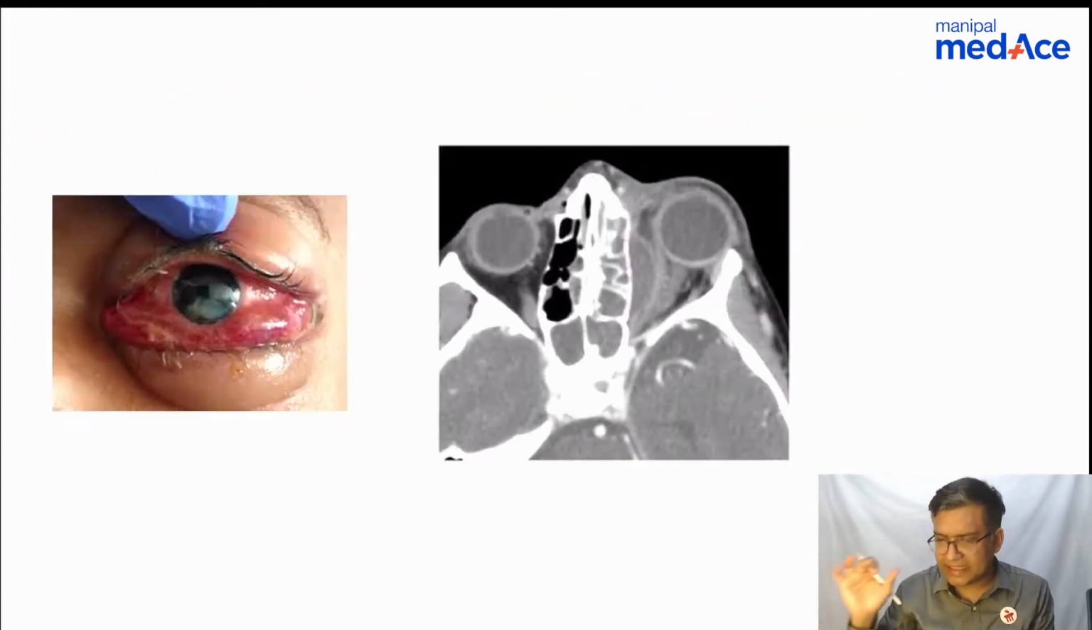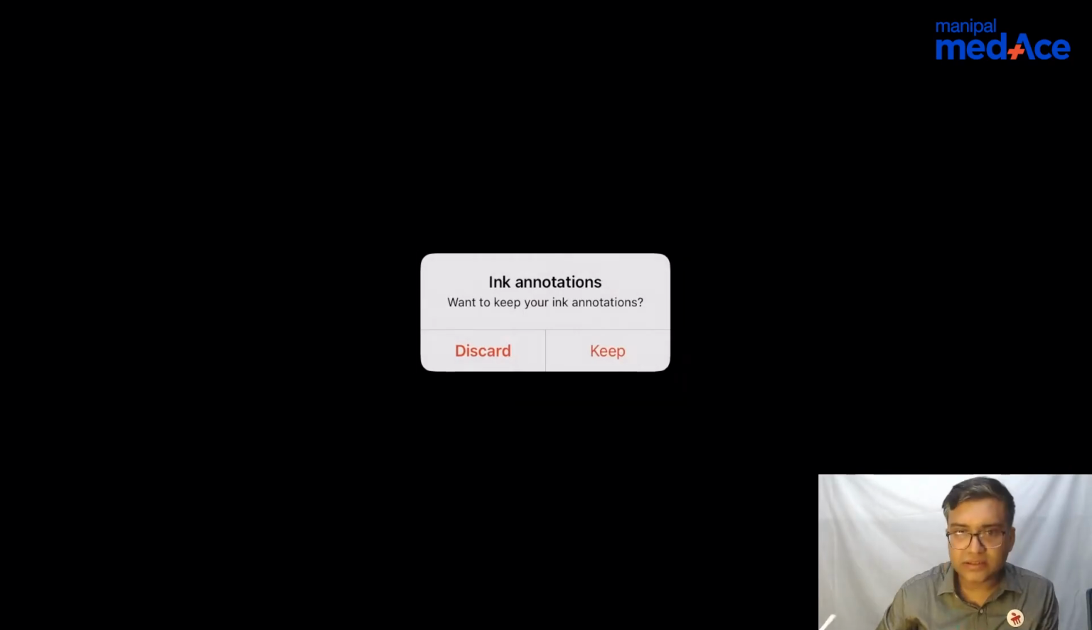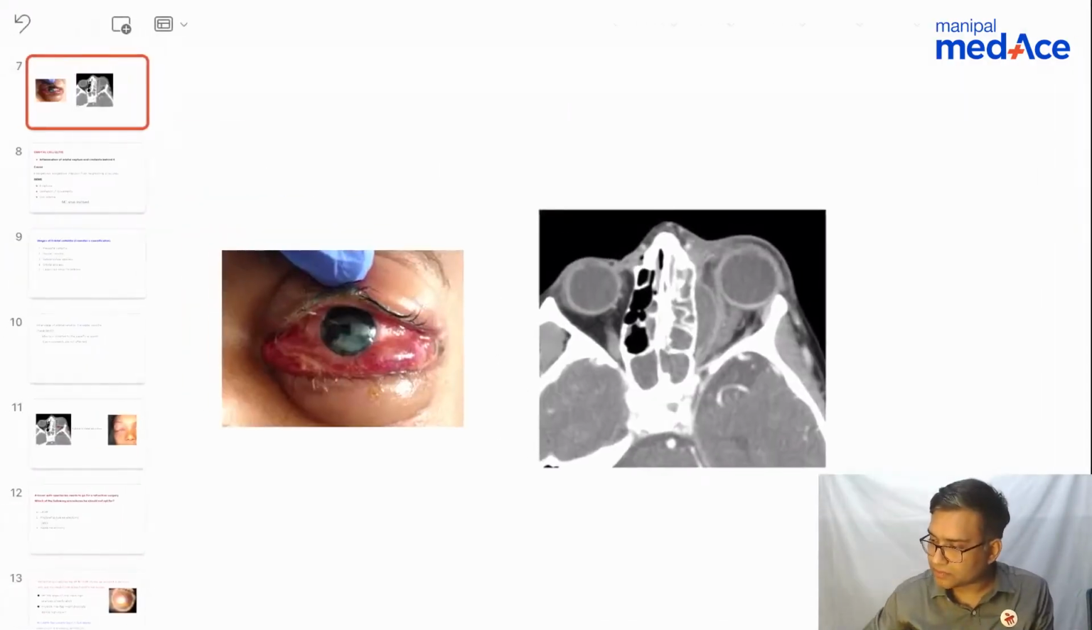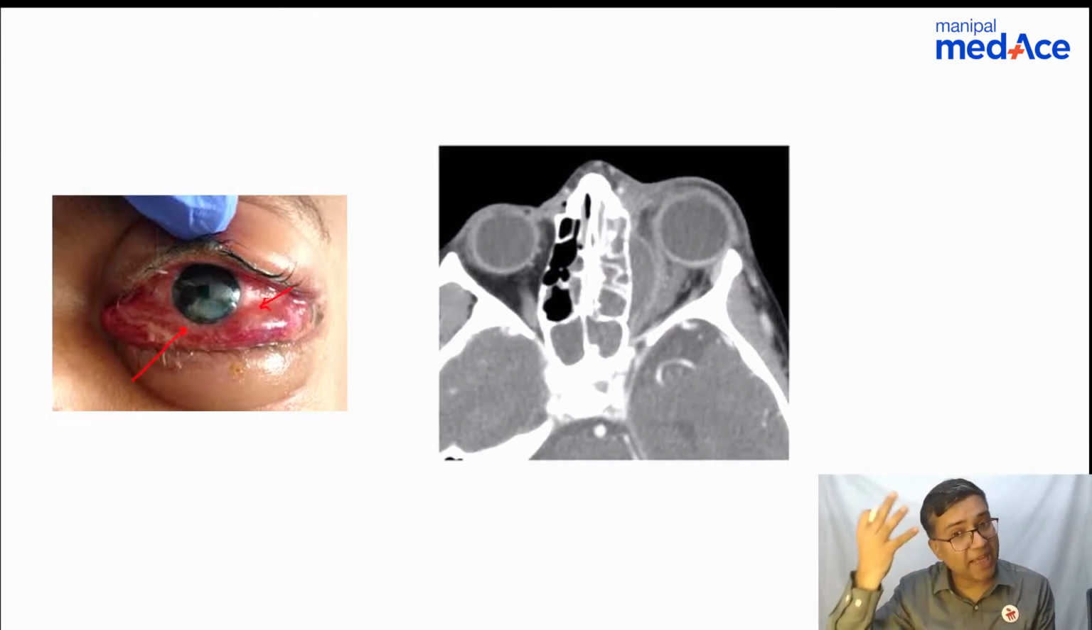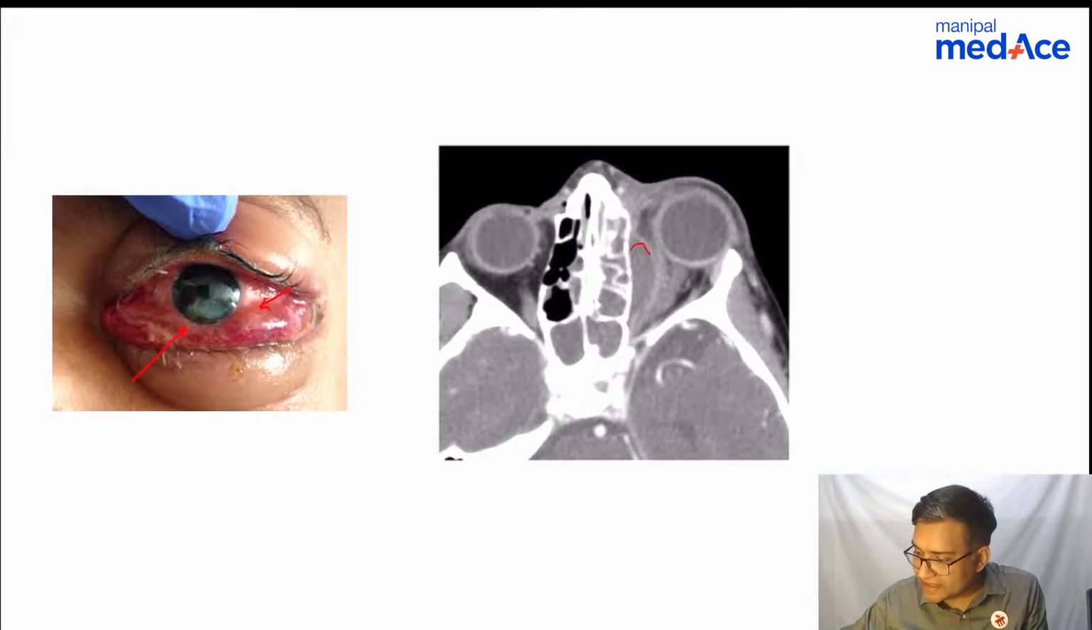So first of all, see this video. Now what you can see here is that there is chemosis and congestion. The patient might be having proptosis, chemosis and congestion, and you can see that there is an abscess in this area. So there are sinuses that are involved.